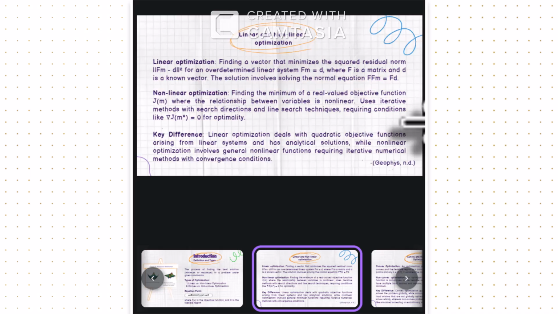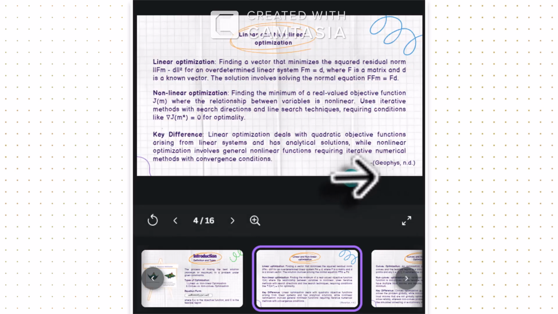And the optimality condition is usually expressed as the gradient of J at m star equals 0. This means that at the optimum point, the slope of the function is flat. No further decrease is possible in any direction.